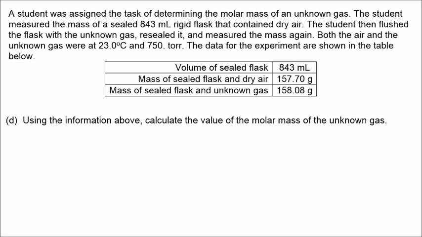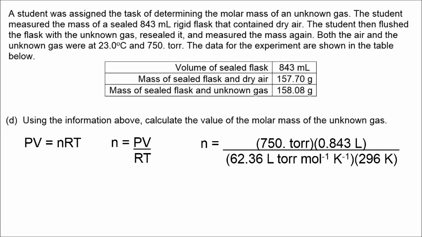Let's calculate the molar mass of this gas. So we're going to use PV equals nRT. We have the pressure, we have the temperature, and we have the volume. So let's calculate the number of moles. So we're going to use 750 torr, volume in liters, so 0.843 liters. There's the gas constant with torr units, and the temperature is 23 Celsius or 296 Kelvin. So that's the number of moles.